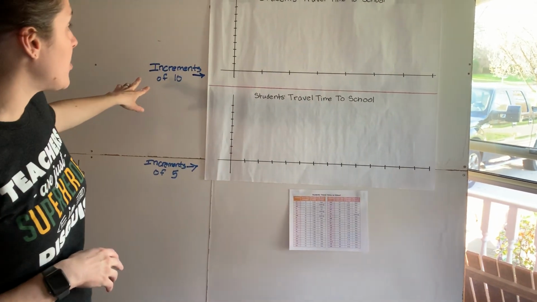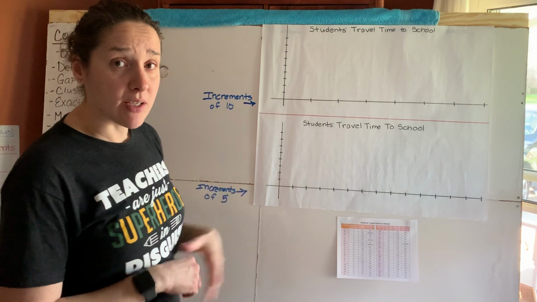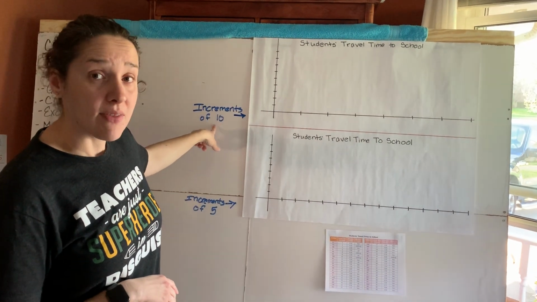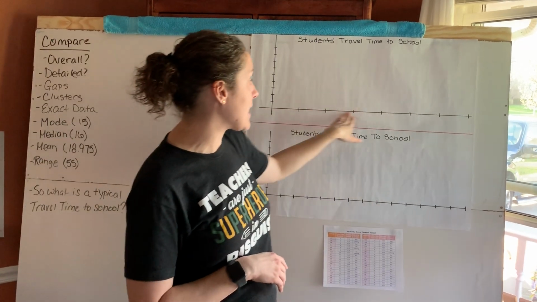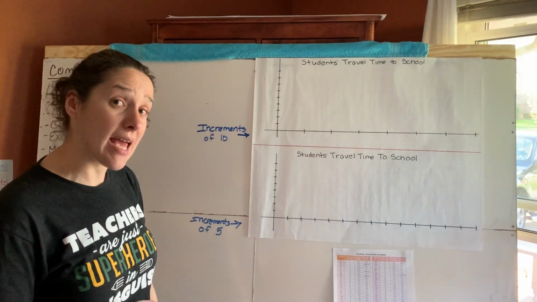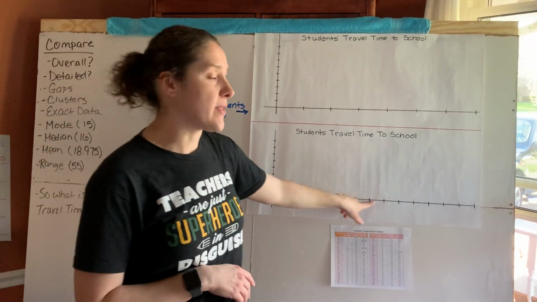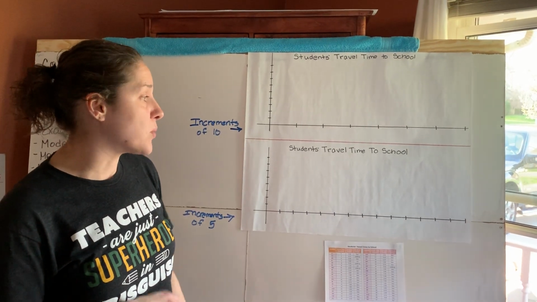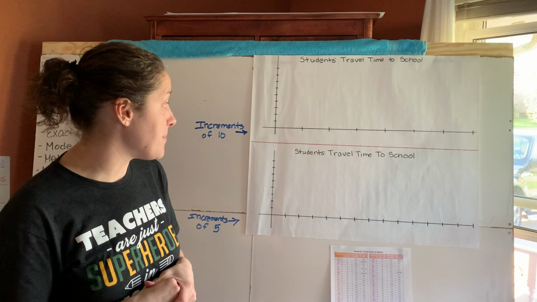So something I want to point out: the reason the book is having us do the exact same histogram twice is because the first time they want us to have the x-axis going in increments of 10, and the second time around they want us to have the x-axis going in increments of 5. And we're going to compare and contrast both of them, okay?